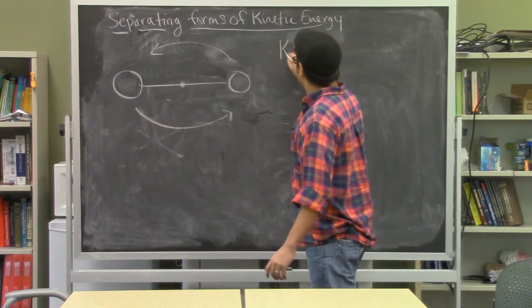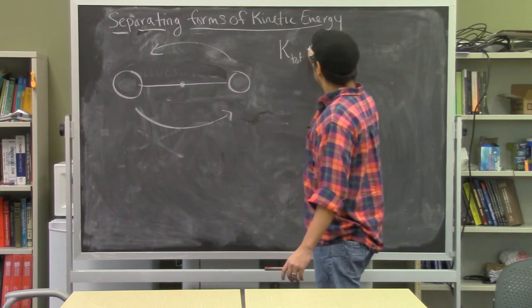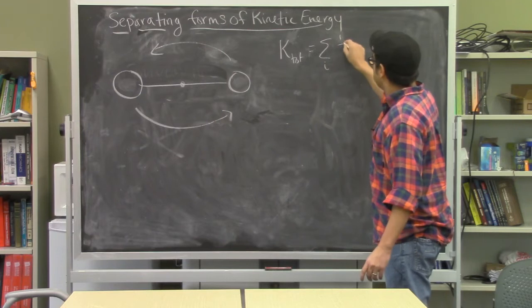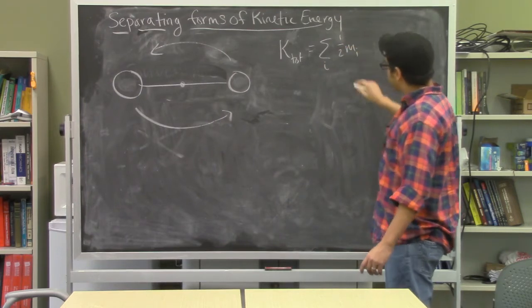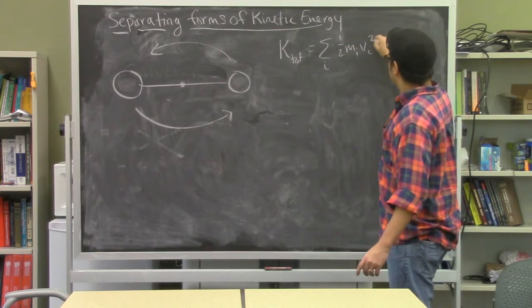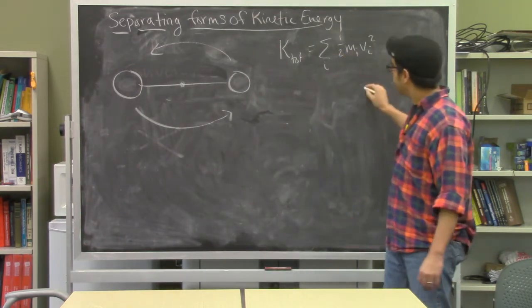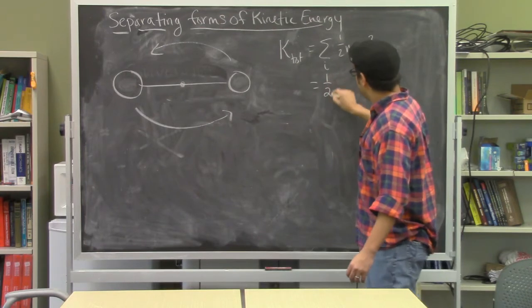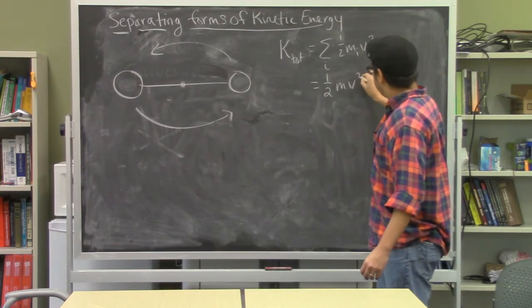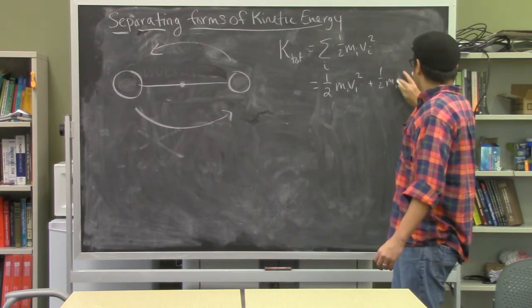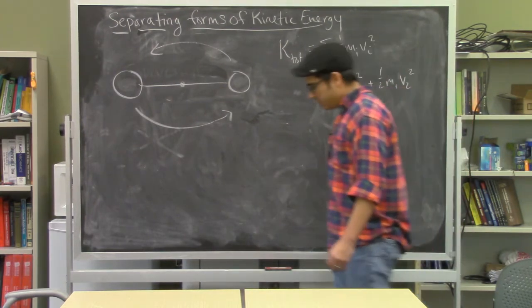So if we go back to our description of the total kinetic energy of a system, we will add up the different components of the kinetic energy. So the mass of the first one times its speed squared, and the mass of the second one times its speed squared. We'll add those things together. So in this case, we'll end up with mass 1 times v1 squared plus mass 2 times v2 squared, just as you would think.